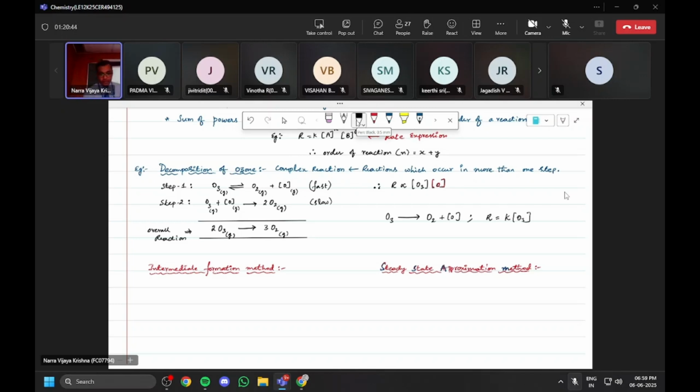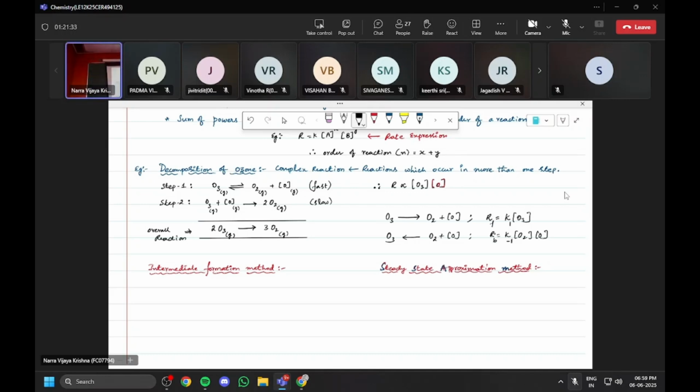For the backward reaction, what do I have to write? O2 plus O gives O3. This reaction is occurring in forward as well as backward direction. For the backward reaction, R equal to K into O2 into O. Why am I writing that? Because now these two become reactants. So for forward, let me consider its rate constant as K1. For backward, let me consider this rate constant as K minus 1. This is the rate of forward, this is the rate of backward.